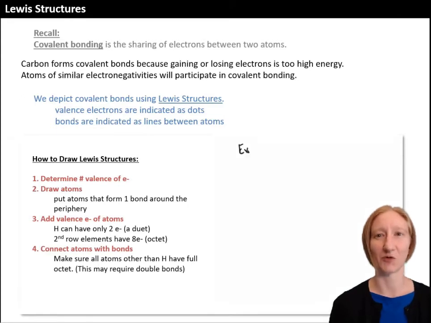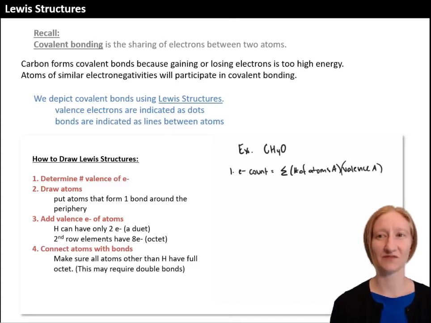Let's walk through an example. We'll draw the Lewis structure of CH4O. We'll start by determining the total number of valence electrons. And this is the number of each kind of atom in the molecule times the valency of that atom. Okay, we have one carbon, and carbon has a valency of 4. We have 4 hydrogens, and hydrogen has a valency of 1. And we have one oxygen with a valency of 6, for a total of 14 electrons.